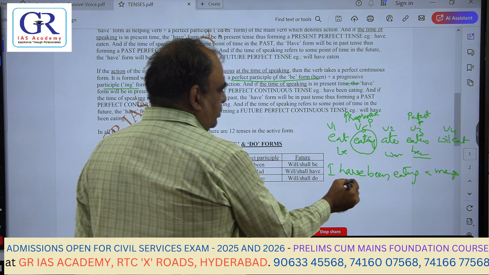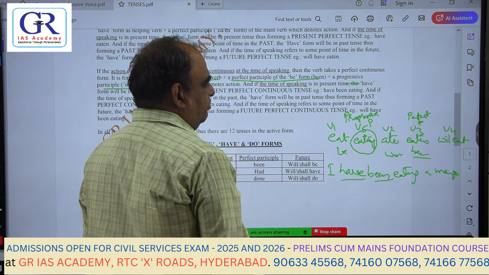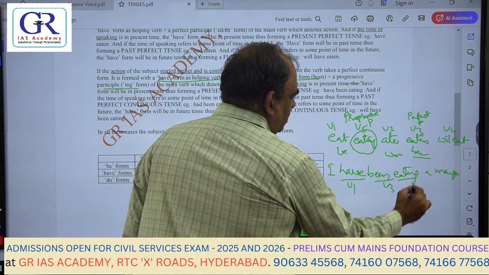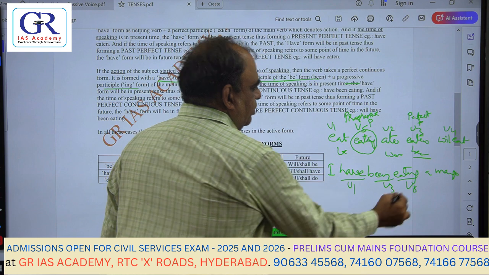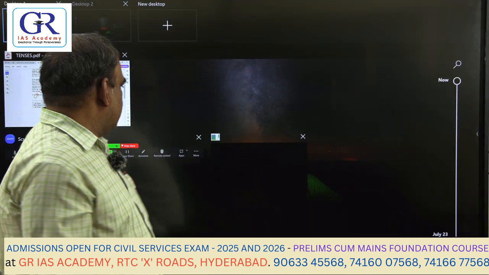Okay, so this is have form in present tense, and then be form in V3, this is V1, eating is V5. Okay, V5. This forms, what happened?